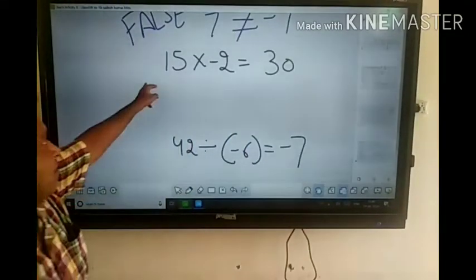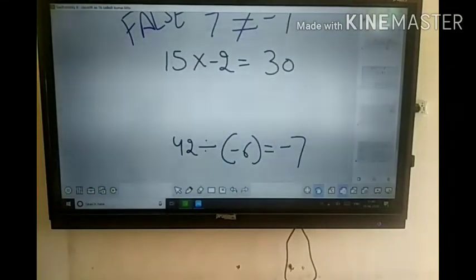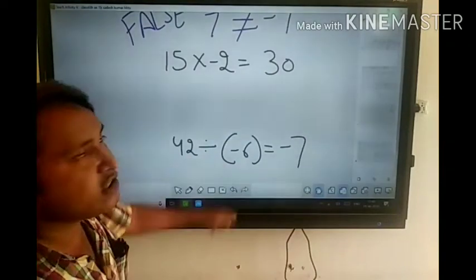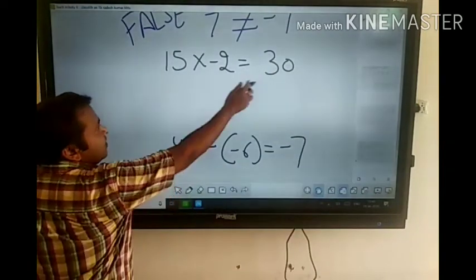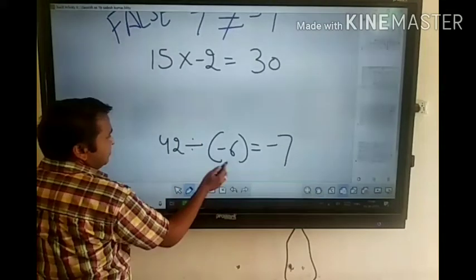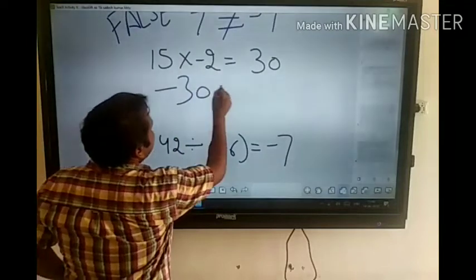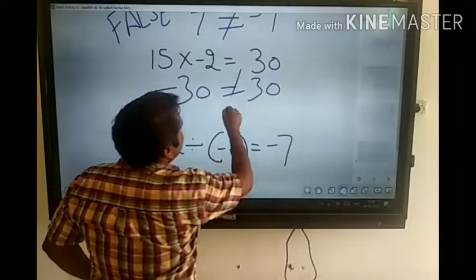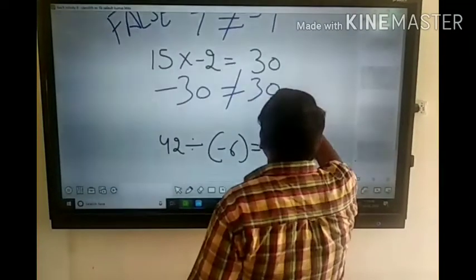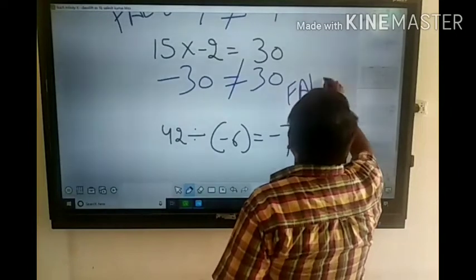Now 15 multiplied by minus 2 is equal to 30. Is it true or not? No, it is not true, because positive is multiplied with negative. Therefore, the answer should be negative. It can't be a positive one. So 15 multiplied by 2 is minus 30, and this is not equal to 30. So it is false.